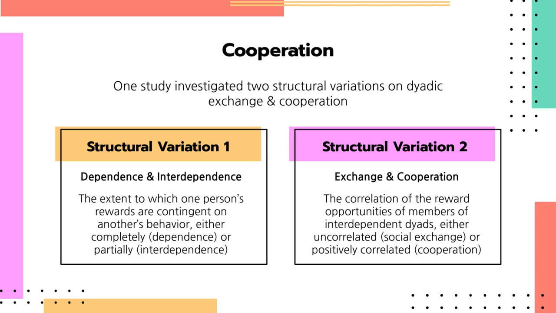And so, for cooperation, one study investigated two structural variations on dyadic exchange and cooperation. The first structural variation they looked at was dependence and interdependence. So, the extent to which one person's rewards are contingent on another's behavior, either completely, which is dependence, or partially, which is interdependence.